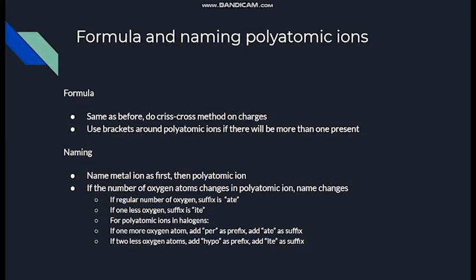If the number of oxygen atoms changes in the polyatomic ion, the name is going to change as well. If the regular number of oxygens is present, the suffix is going to be -ate. If there's one less oxygen, the suffix is going to be -ite. When we're looking at polyatomic ions and halogens, if there's one more oxygen atom, we add the prefix per- and it's still the -ate suffix. If there's 2 fewer oxygen atoms, we add hypo- as a prefix and -ite as a suffix. This might sound really confusing right now, but when we take a look at some examples, it'll all make sense.